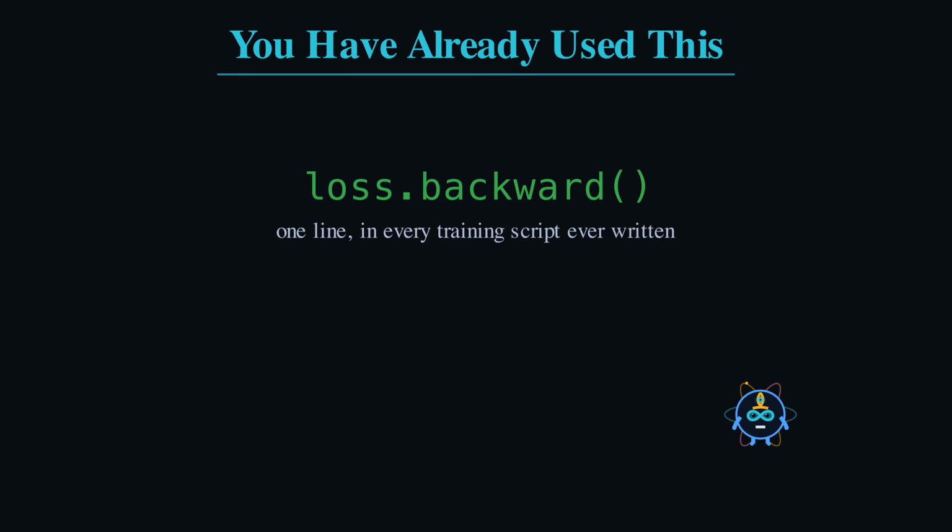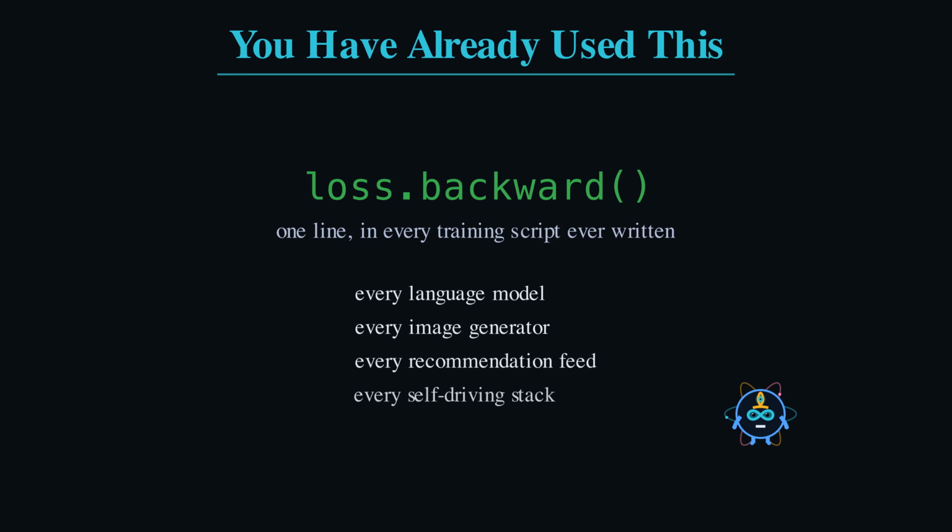If you have ever trained anything, you have already run this. One line, loss dot backward. That line is doing exactly what you just watched for every weight at once. Every language model, every image generator, every recommendation feed, all of them are running this same question a trillion times over.